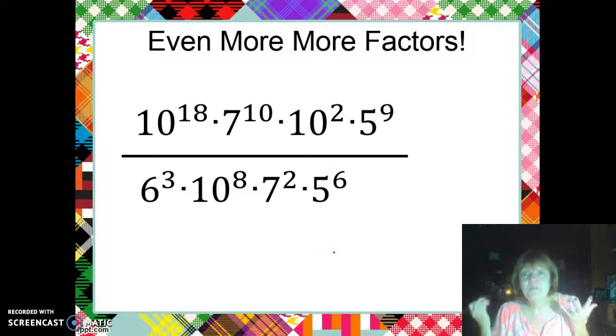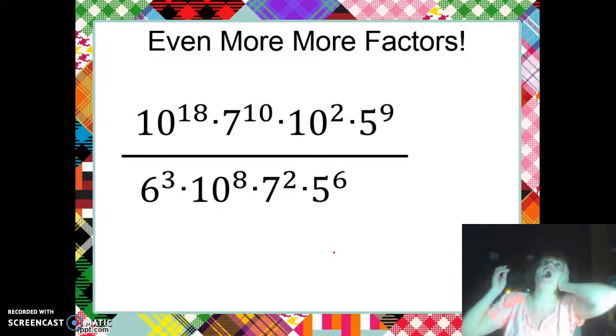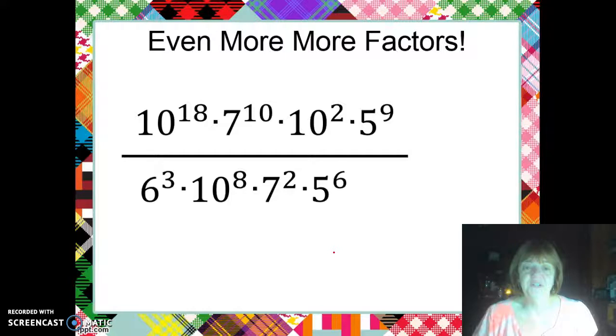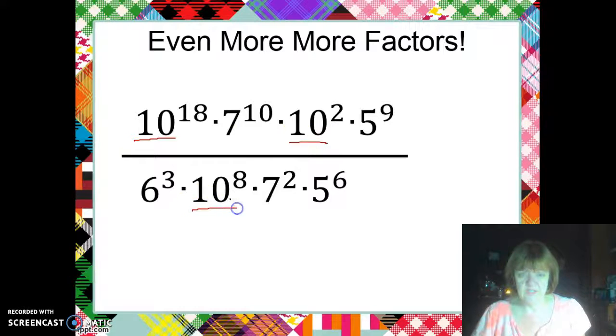All right, even more factors. Ah! She's going nuts on us, people. Well, let's look for our matchies. Let's start out. We got a 10. There's a 10. Oh, and there's a 10. All right, now we got a 7 here. So let's see. Do I have? Oh, yeah. There's a 7. And there's a 7. Okay.